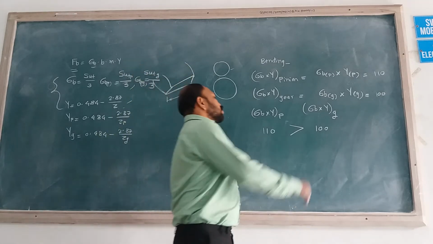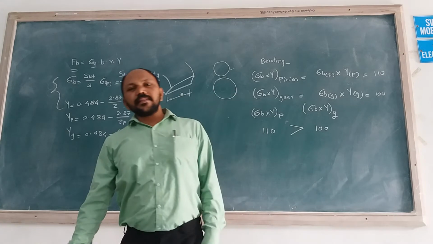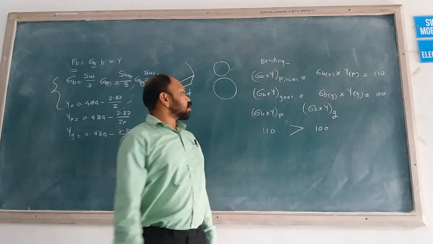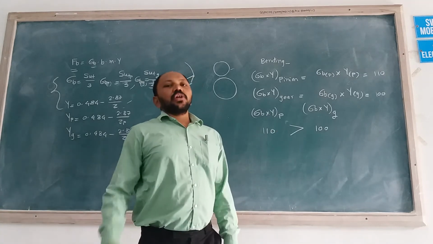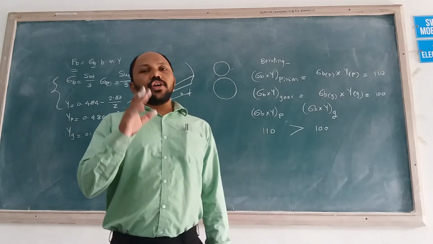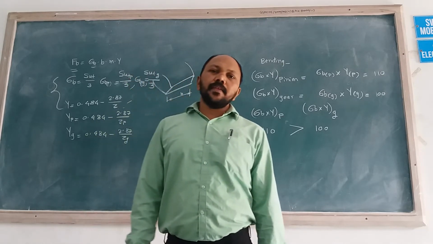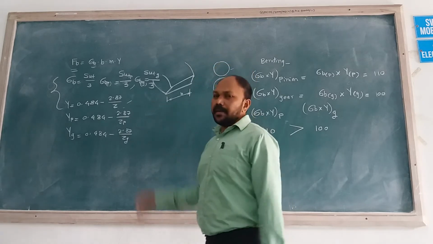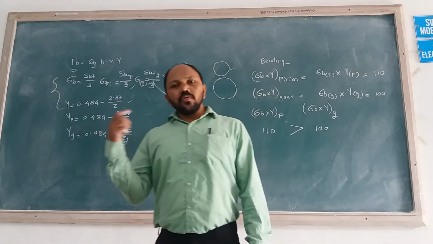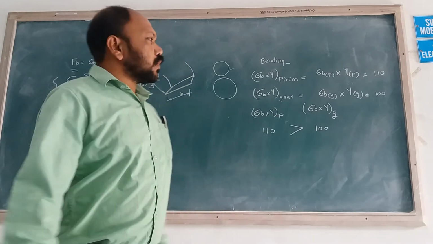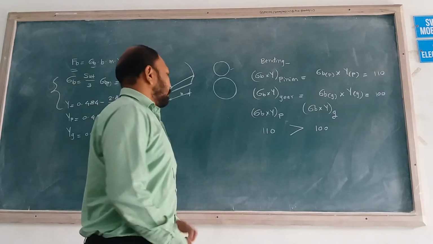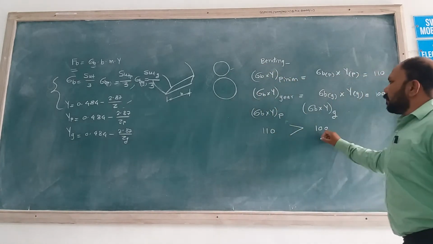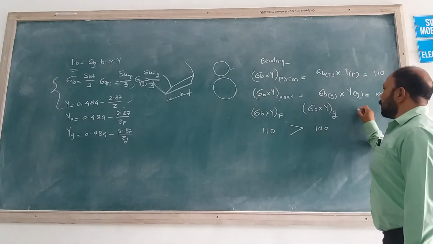So in this case, the product sigma b into Y for gear is less than sigma b into Y for pinion. So we call the gear weaker in bending. So we focus on gear design in case of bending. This is called checking of gear design in case of bending. This condition is very important. Compare the answers.